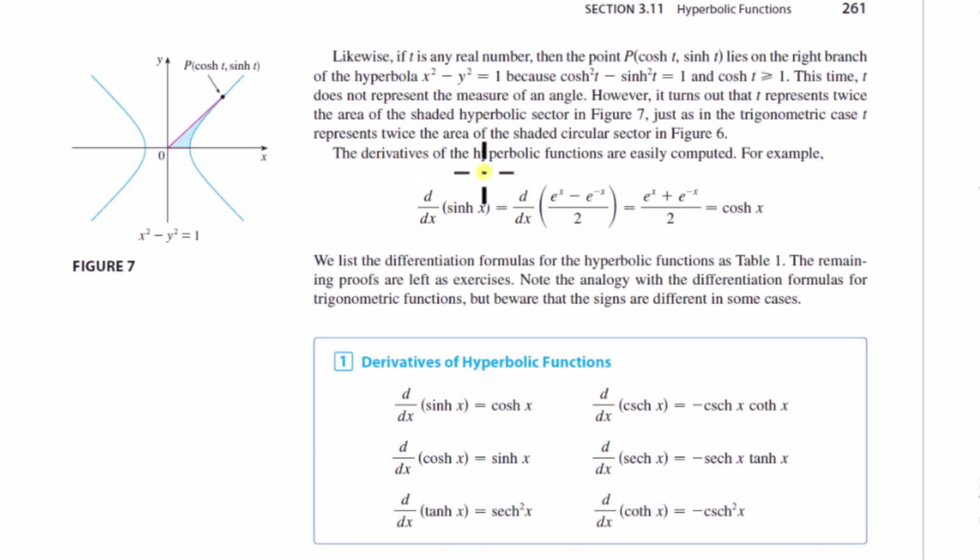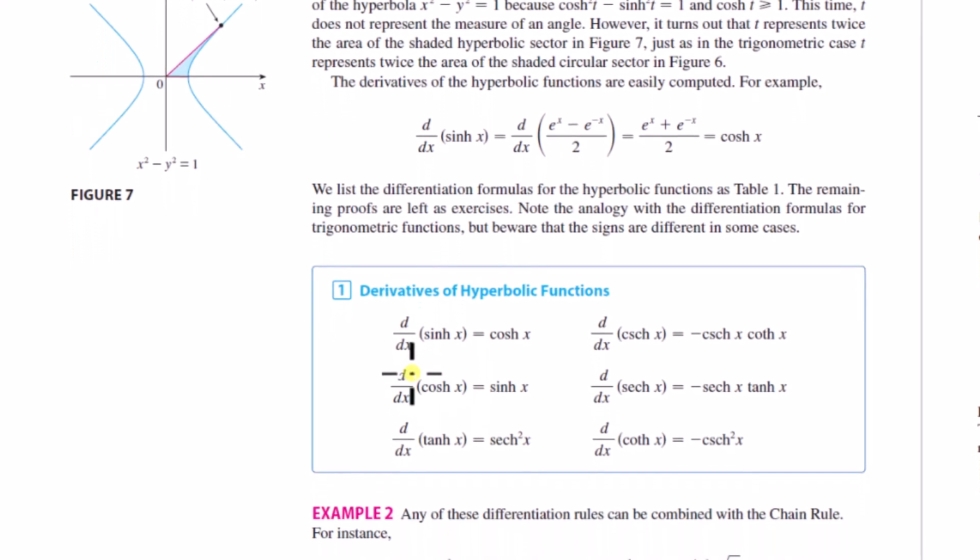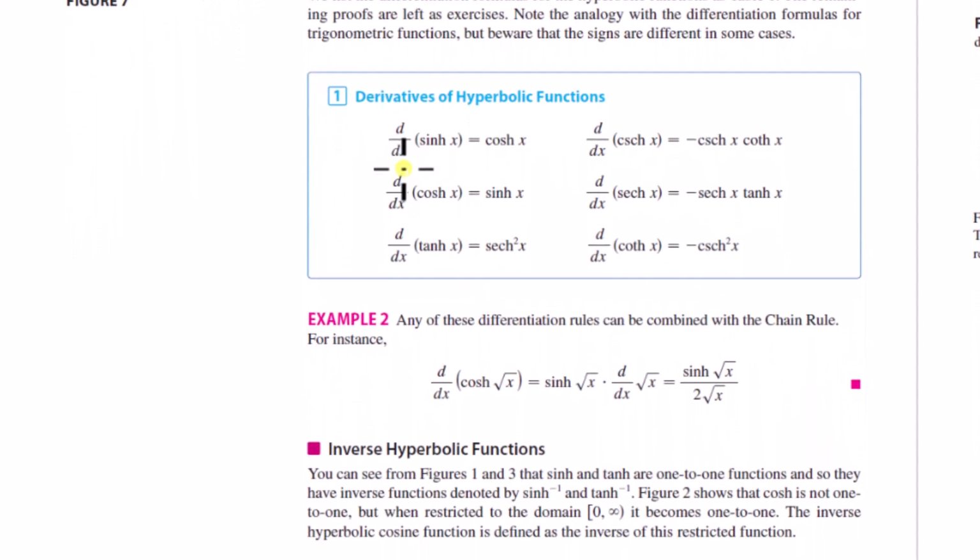Okay, the derivatives of the hyperbolic functions are easily computed. For example, you just take the definition of hyperbolic sine and do the derivative. It's interesting, the derivative of hyperbolic sine is also hyperbolic cosine, just like trig functions, but there are some subtle differences. Like the derivative with respect to x of hyperbolic cosine is not equal to minus sine, it's equal to just sine. So it's similar, but there are subtle differences.